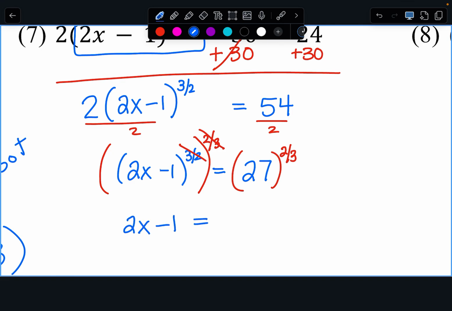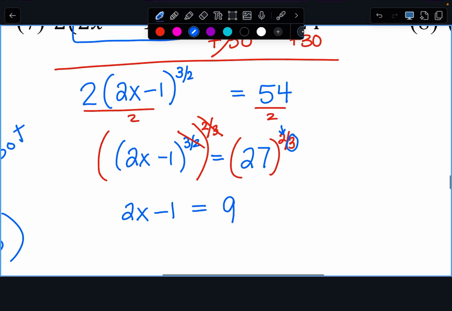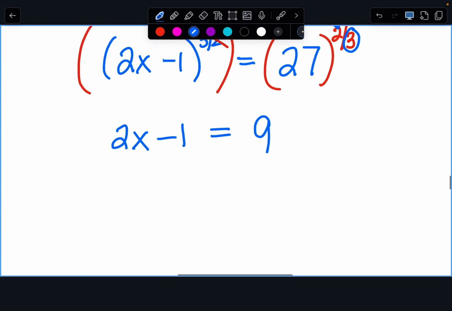So 2x minus 1. So this exponent means what times itself 3 times gives you 27? 3. Because 3 times 3 times 3 is 27. The third root of 27 is 3. And then we square it. What is 3 squared? And you're allowed to use your calculator for this, which is totally fine. Now, this looks like something that's pretty easy to solve, hopefully. You're gonna add 1.